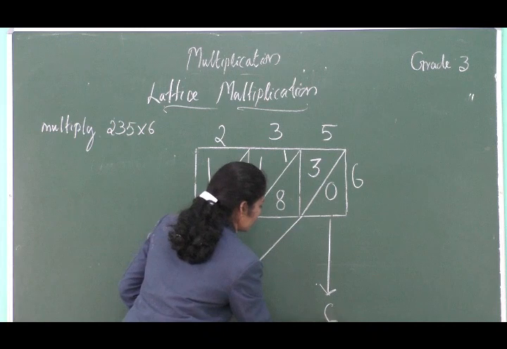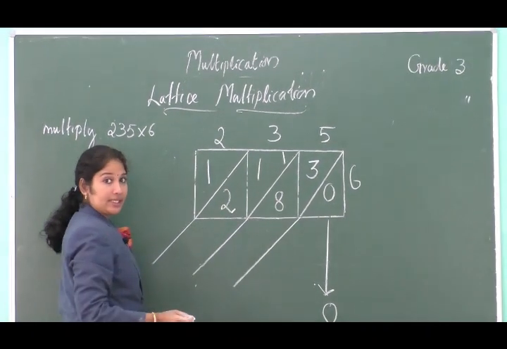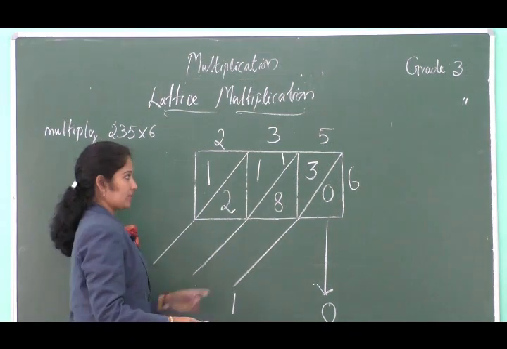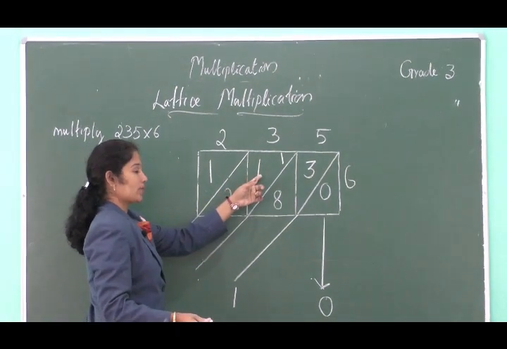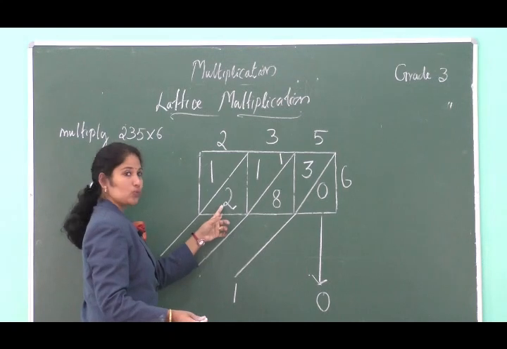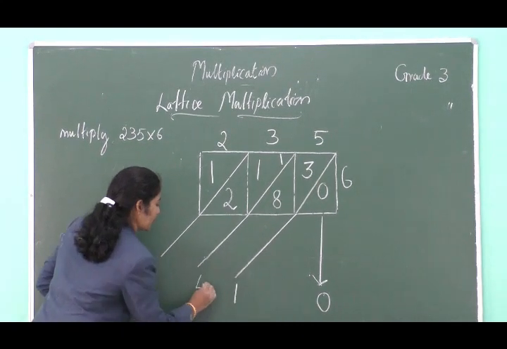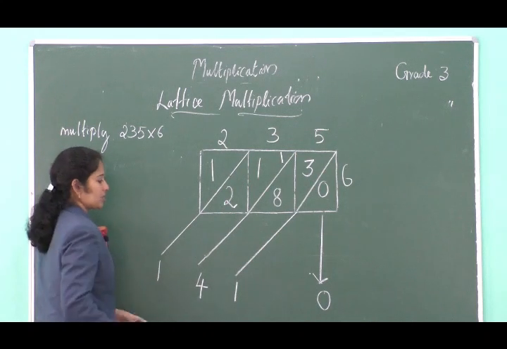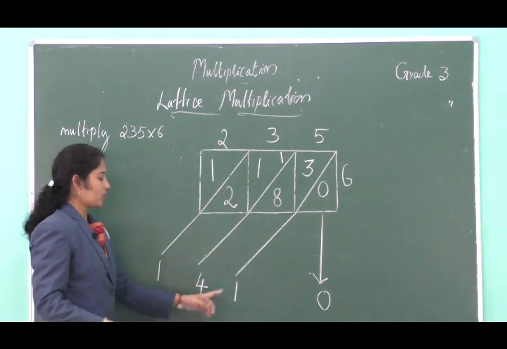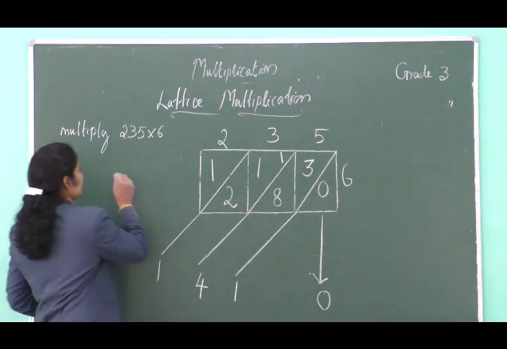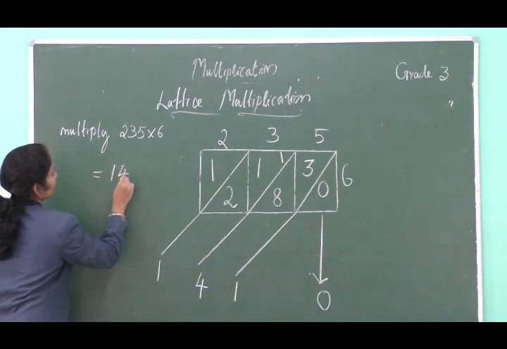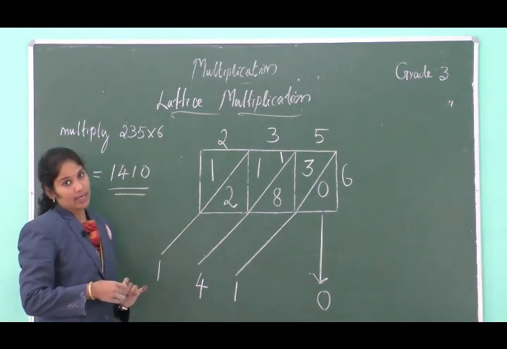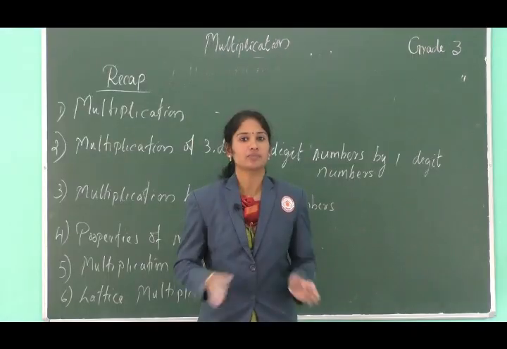Now extend the diagonal and add the digits. Here 0, and 8 plus 3 is 11. 1 will carry over to the tens place, and 1 plus 1 is 2. 2 plus 2 is 4. Here which number? Yes, 1. So our answer is 1410. Children, hope you understood lattice multiplication.